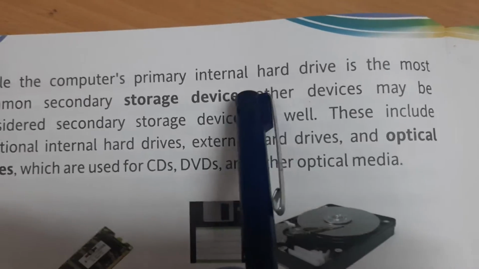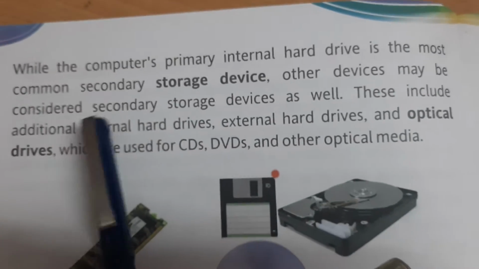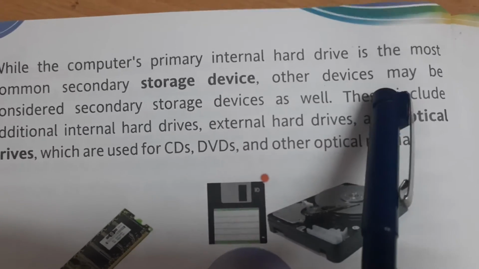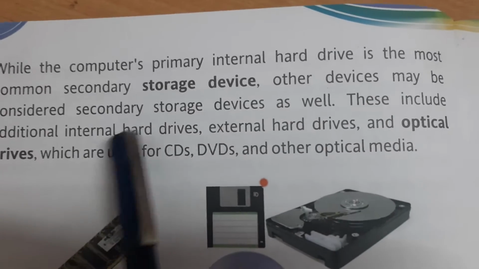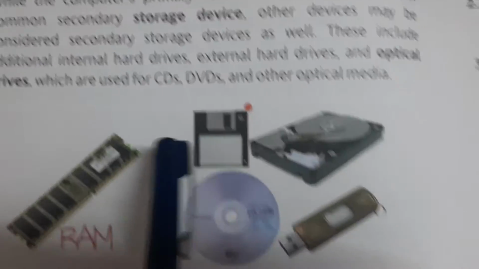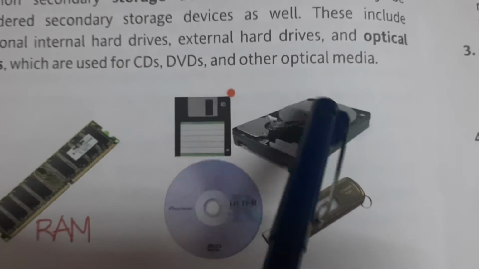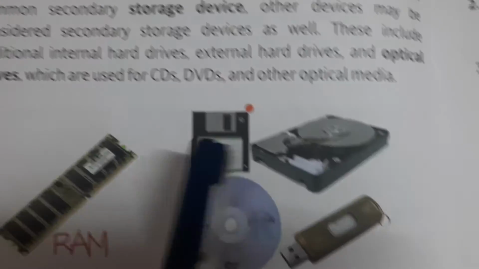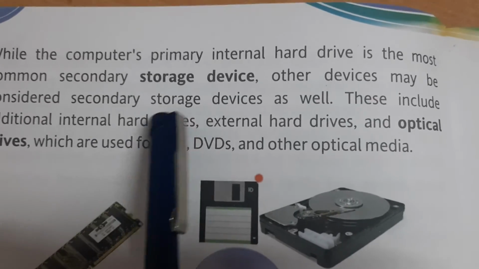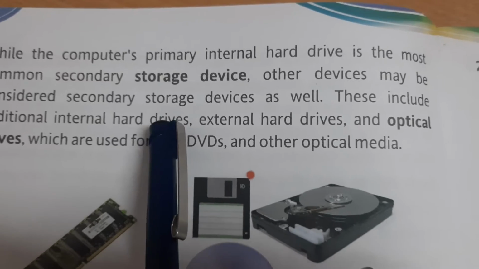While the computer's internal hard drive is the most common secondary storage device, other devices are also secondary storage devices, like floppy disk, hard disk, CD, pen drive. All these also come under the category of secondary storage devices.